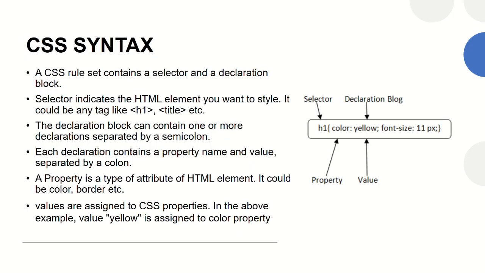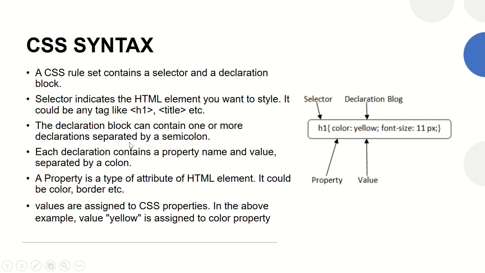So now we will see CSS syntax. You can see this is the syntax of CSS. A CSS rule set contains two parts, a selector and a declaration block. The selector indicates the HTML element you want to style. It could be any tag like h1, title, body, paragraph, etc. Here in this example h1 is the selector.